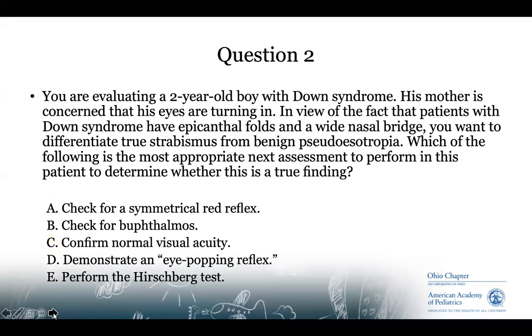All right, next question. You're evaluating a 2-year-old boy who has Down syndrome. His mother is concerned that his eyes are turning in. In view of the fact that patients with Down syndrome have epicanthal folds and a wide nasal bridge, you want to differentiate true strabismus from benign pseudoesotropia. You'll remember I showed a picture of that earlier in the presentation. Which of the following is the most appropriate next assessment to perform in this patient to determine whether this is a true finding? Would you A, check for a symmetrical red reflex, B, check for ophthalmos, C, confirm normal visual acuity, D, demonstrate an eye-popping reflex, or E, perform the Hirschberg test?